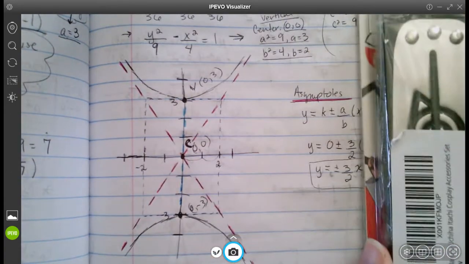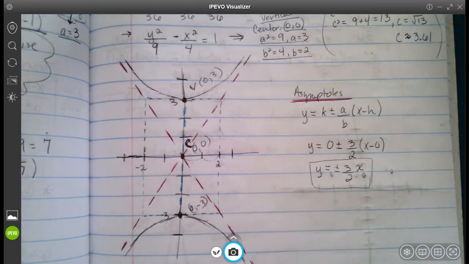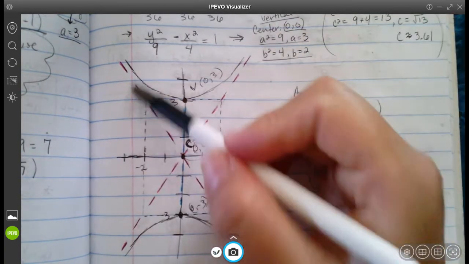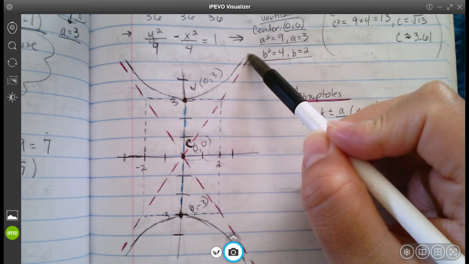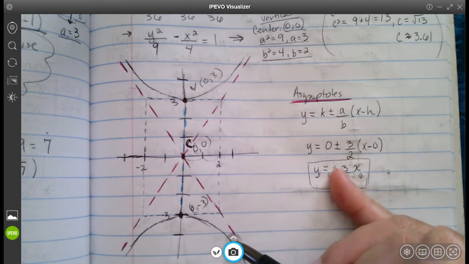And then, yeah, there's my 2 asymptotes. Once I have the asymptotes, you'll notice that my curve for the hyperbola just leans against those lines. And then same thing down here.